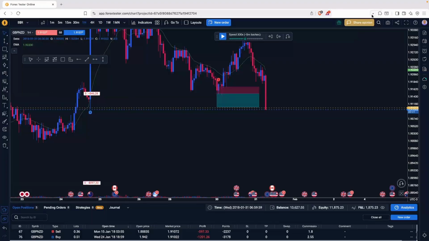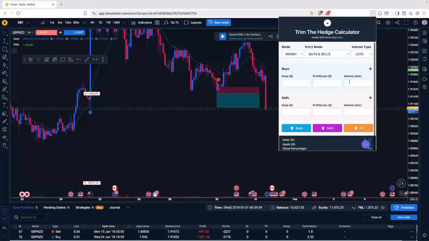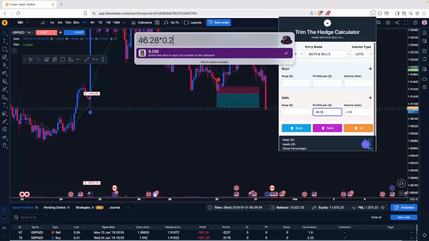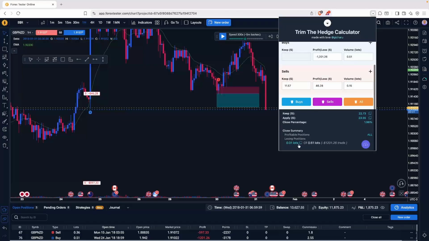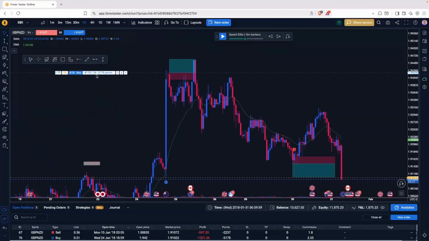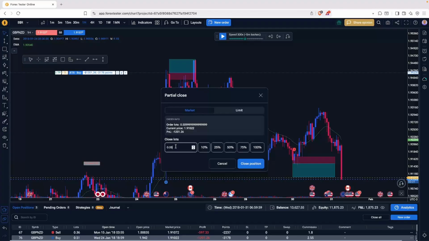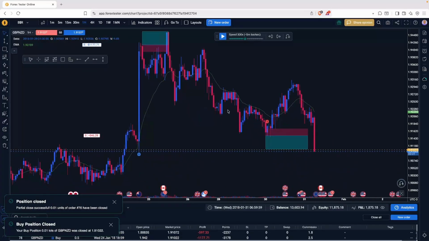Let's say 46. Okay, so we have, is it 0.15? Yeah, nice, 0.15. We have 46.28. So that's 11. And then the buy trade, we are sitting on a loss of, look at that loss growing. Okay, 0.15. And then let's see this. It has already calculated. Now we have already started trimming just a tiny bit, 0.01. We are barely trimming anything.